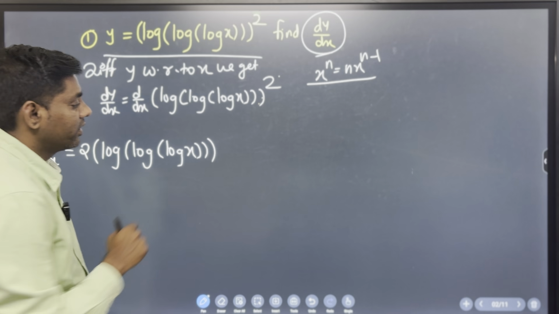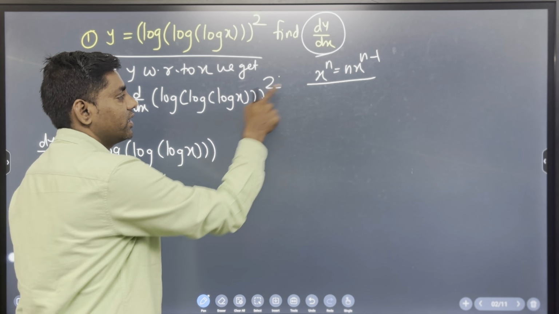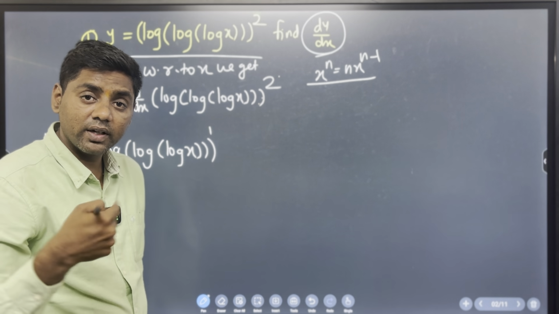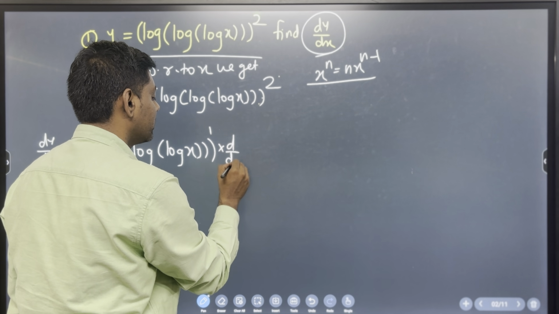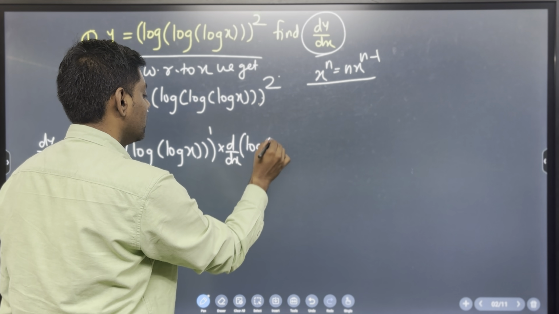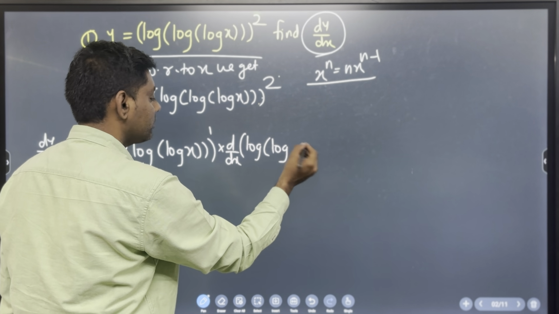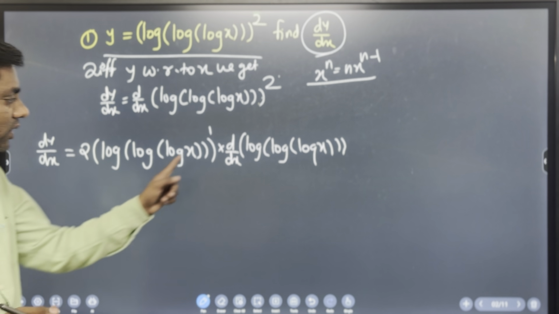So dy by dx equals 2 into, according to this formula, n into x raised to n minus 1. So we get 2 into log of x as it is, and now the power is 2 minus 1, that is 1, and then again we take the derivative of that function, that is log of x. We know the derivative of log. The derivative of log is 1 upon x.